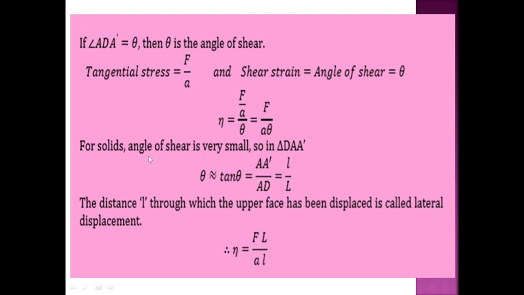For solids, the angle of shear is very small, that's why we can take theta approximated to tan theta, A A prime divided by AD, that is l divided by capital L. So the final equation for shear modulus is given by F into L divided by A into l. So this is about shear modulus or rigidity modulus.